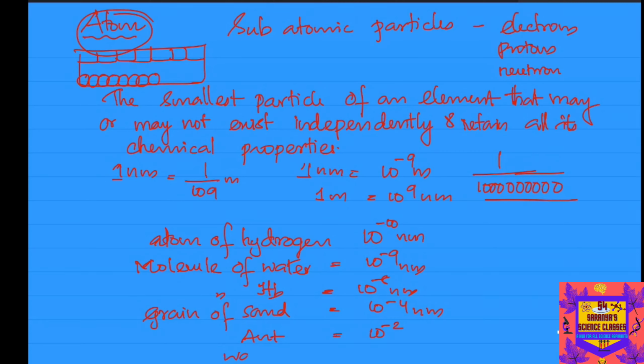A watermelon, right. That's actually 10 raised to minus 1, which means 10 raised to minus 1. So you can see how small the size of an atom is when you compare it with a watermelon, right. Now I think you have a clear idea about what the size of an atom is, right.